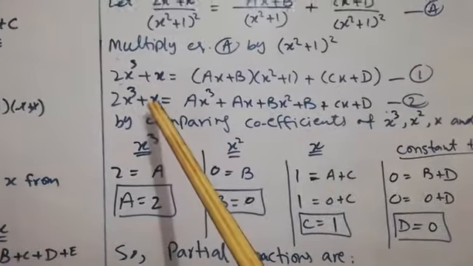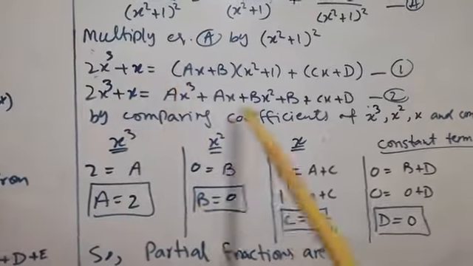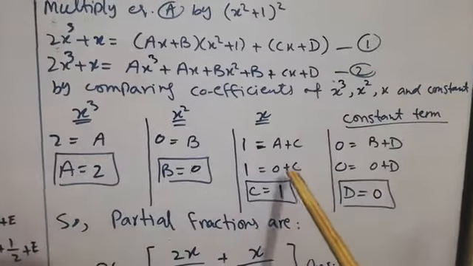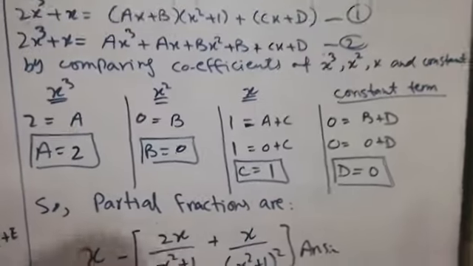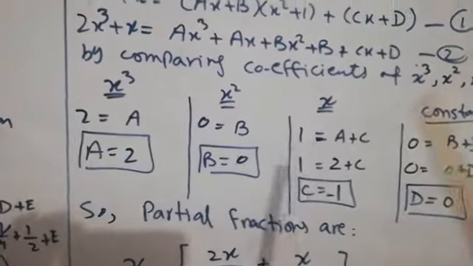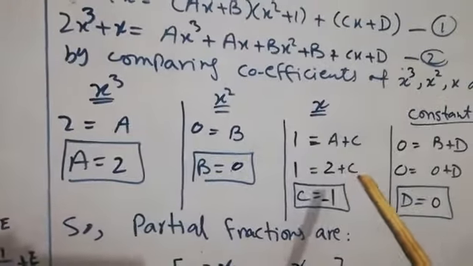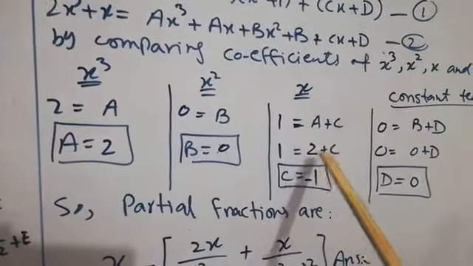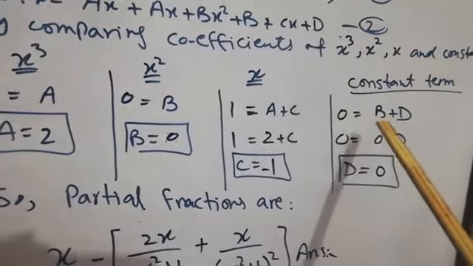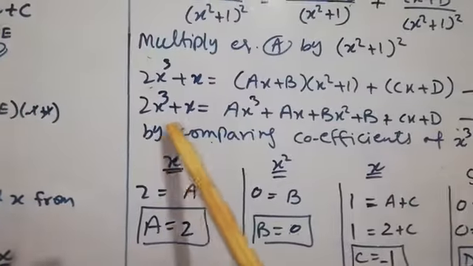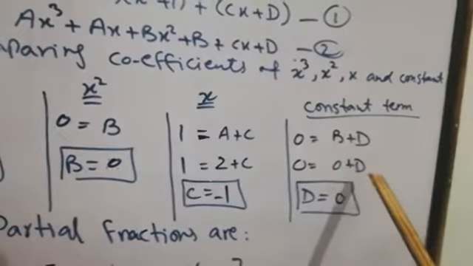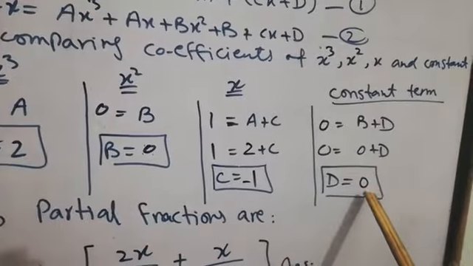Now the coefficient of x on the left hand side is 1, and on the right hand side the coefficient of x is a plus c. Put 1 equals a plus c. The value of a, which I had written wrong, I have corrected: the value of a equals 2, so 1 equals 2 plus c. So we get the value of c equals minus 1. Now for the constant term, there is no constant term on the left hand side, and on the right we have b plus d. So put 0 equals b plus d. The value of b is 0, so the value of d is also 0.